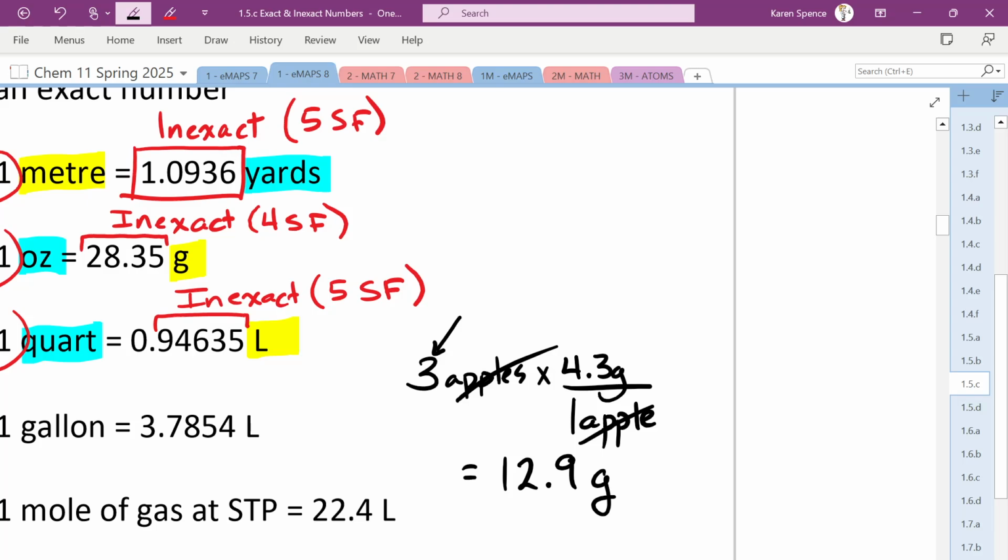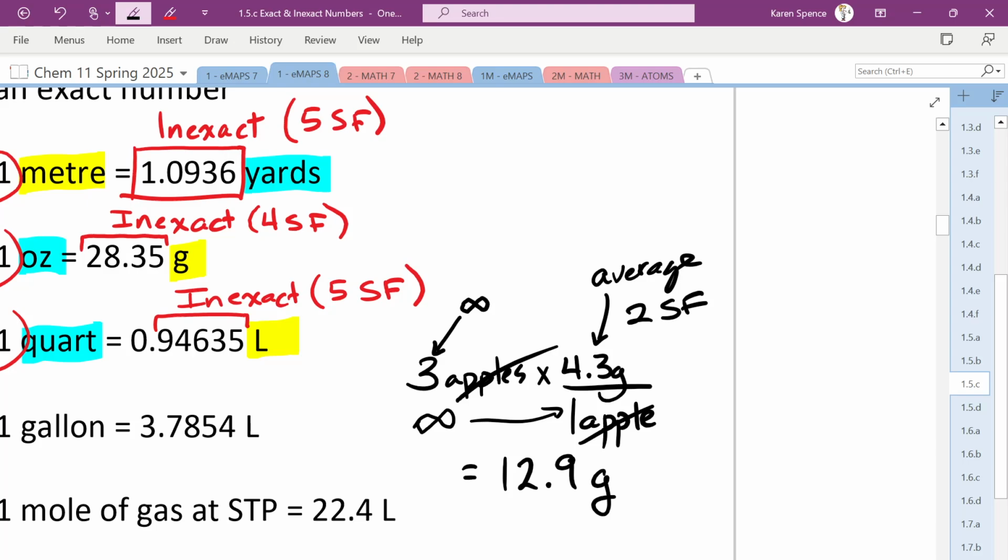Now, if I look at this, I've got the number 3, which has infinite sig figs, because do I have 3.5 apples? No, it's 3 apples, yes? And the 4.3 grams, that's per one average apple. That's an exact apple, okay? So this would also have infinite sig figs. And then this is an average value, so it has 2 sig figs.